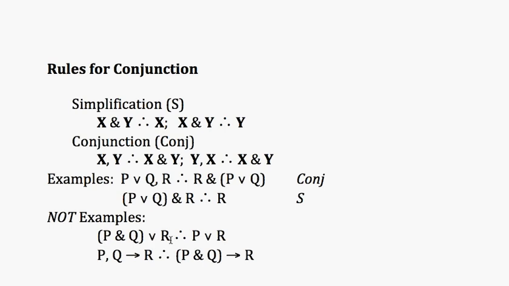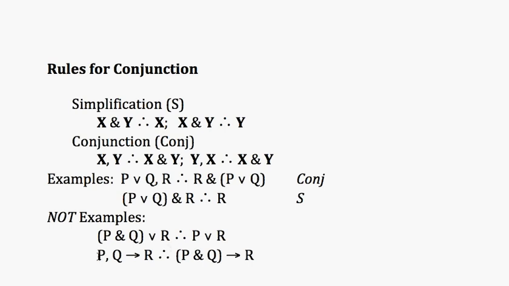This is not an example. P and Q or R, therefore P or R. Well, the trouble is that we tried to apply simplification inside a complex woof. We are not allowed to do that. That's not an example of the rule of conjunction.